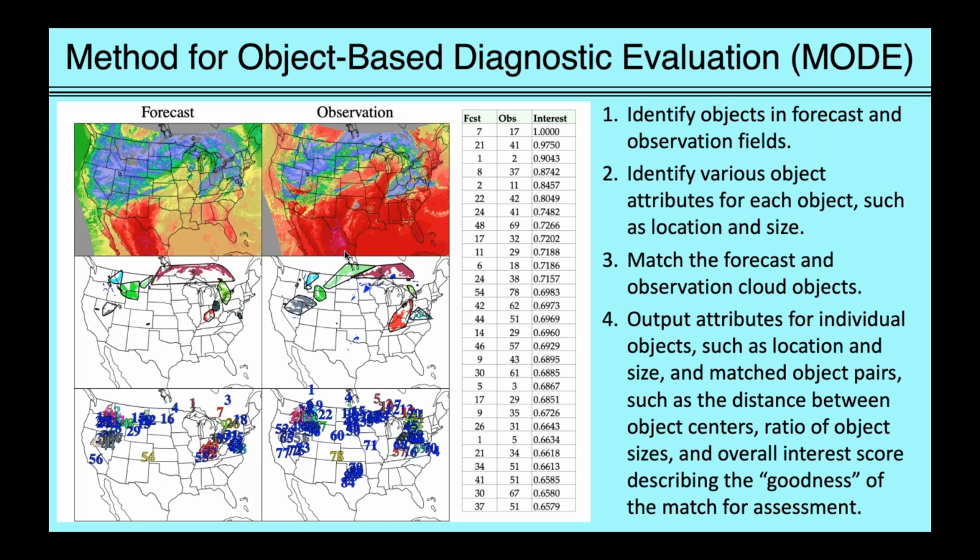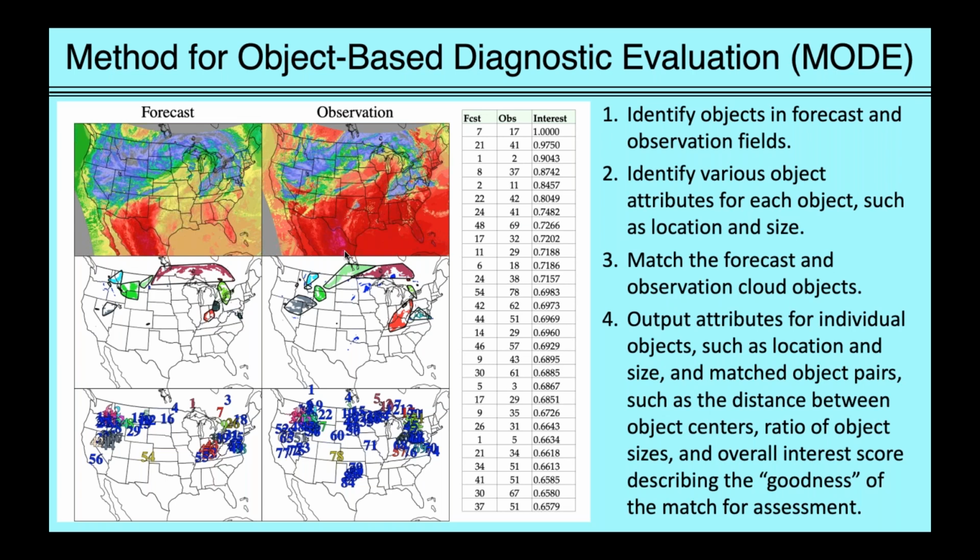MODE will identify various object attributes for each object. It'll tell you the location of the object, tell you the size of the object, and then it will match forecast and observation cloud objects together. And that's what we see in this vertical table on the right: MODE has matched forecast object 7 with observation object 17, and says that this has an interest score of 1, which is a perfect interest score. Interest scores describe the goodness of the match. So based on the weights we assigned, it is a perfect match.